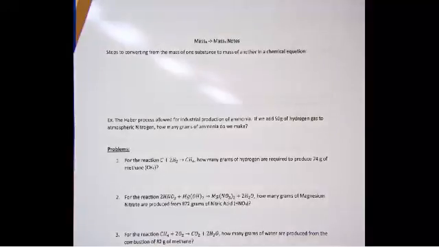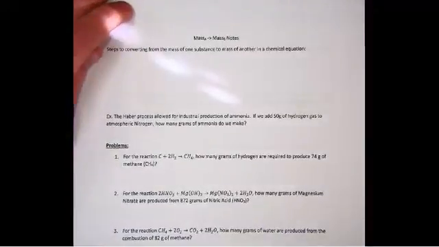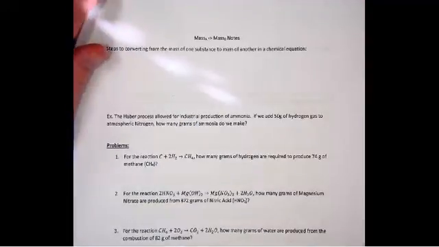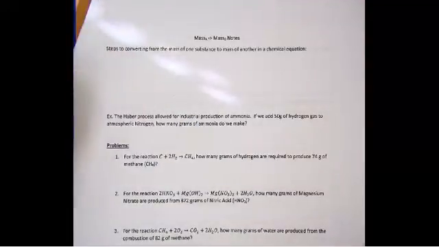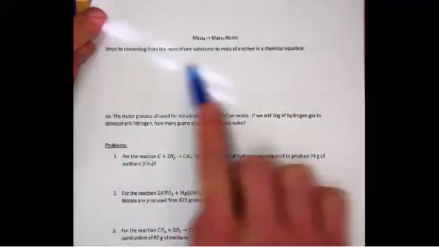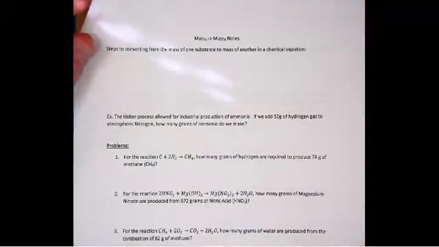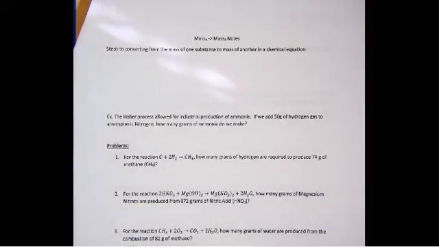Welcome to today's video lecture where we are going to cover how to convert from mass of one substance to the mass of another in a chemical reaction. In order to do this, we are going to first run through a few steps, and then we're going to concurrently work through a sample problem as we do it. So why do we do this?